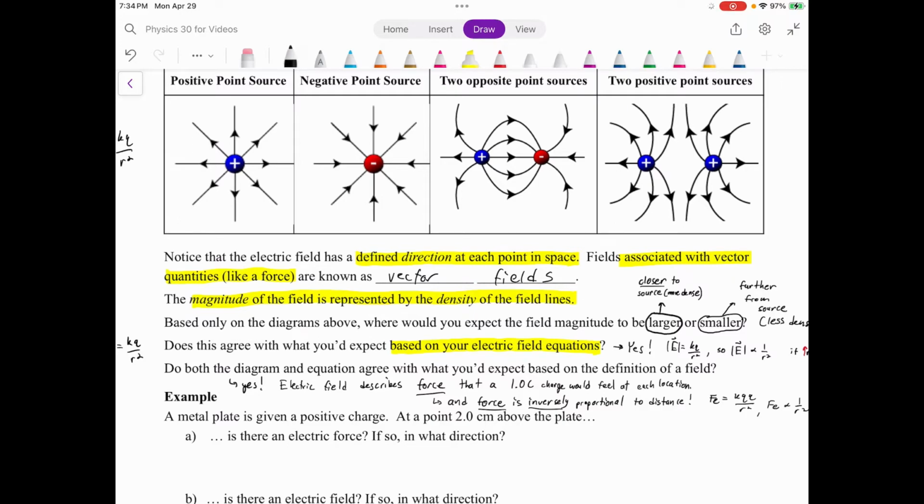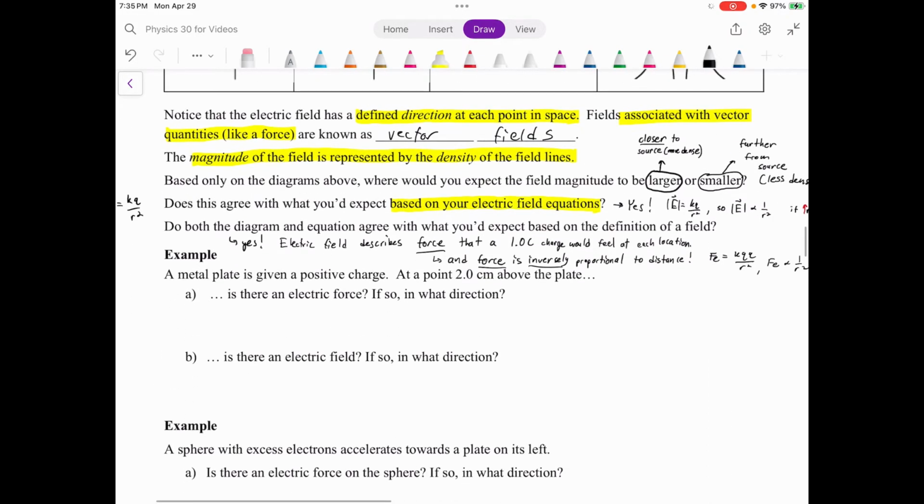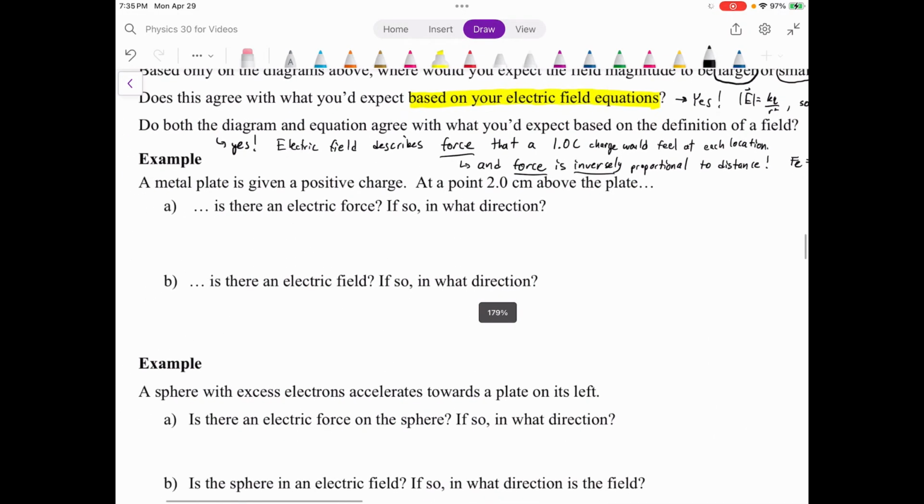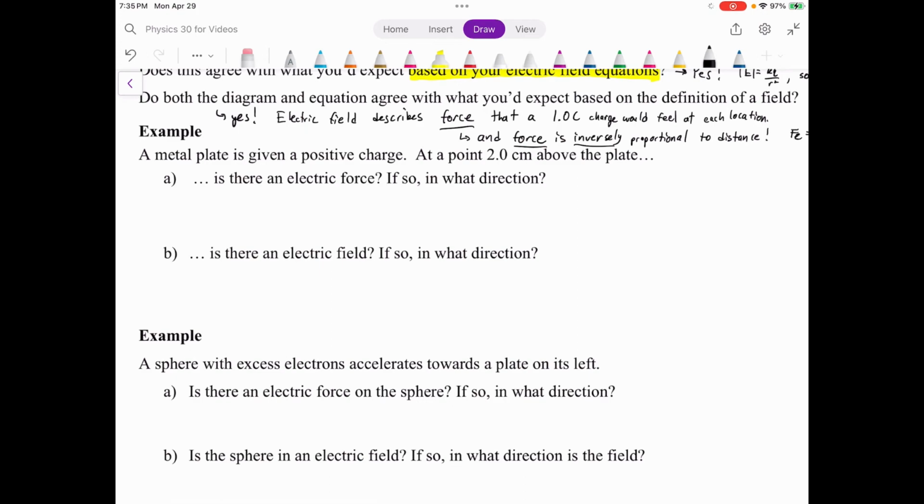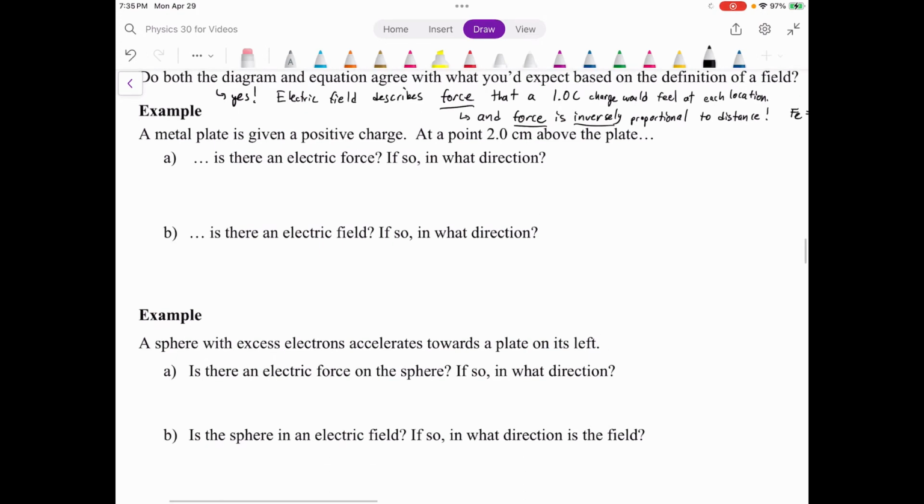out here, because that just tells us the force that a positive 1 coulomb test charge would feel if placed at any location. The further that location is from the source, the weaker that force will be, we know from Coulomb's law. All right, let's try out a couple examples thinking about the electric field, the electric force, and directions.